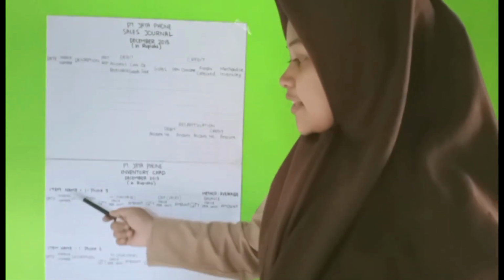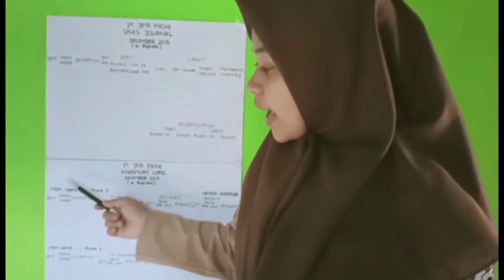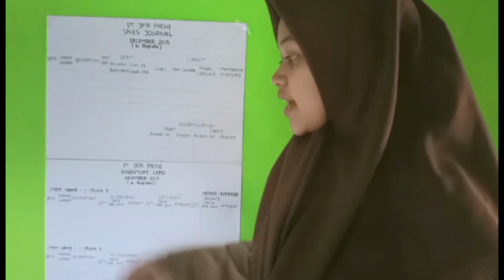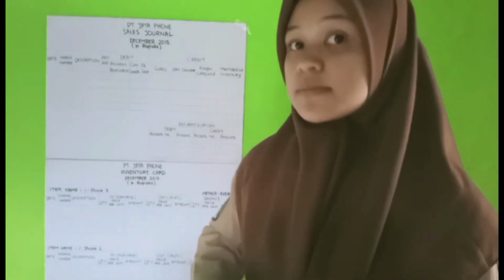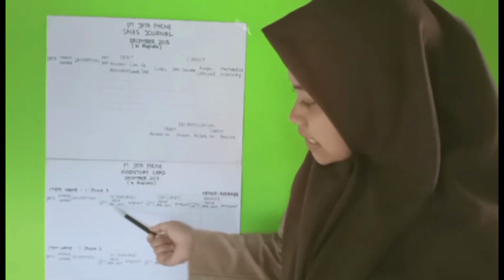For the columns, the first is the date column, to record the date of the transaction. Then the evidence number column to write the invoice number as the proof of the transaction. Then the description column to record the beginning balance and the customer name. And then this is the in or purchase column, containing quantity, price per unit, and the amount.